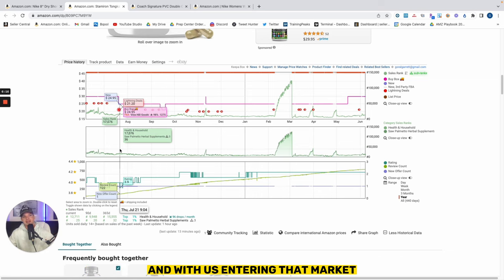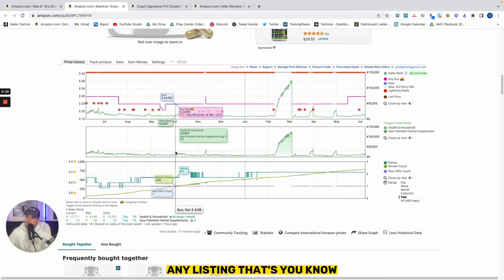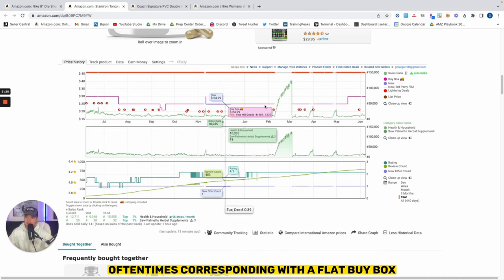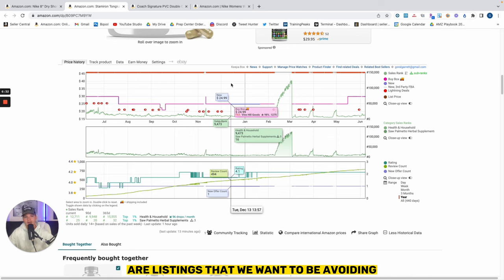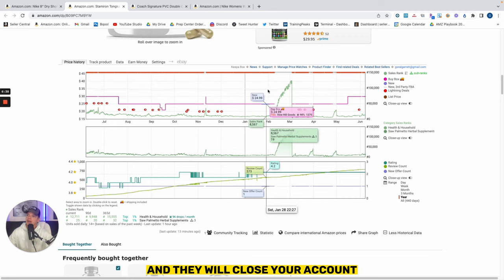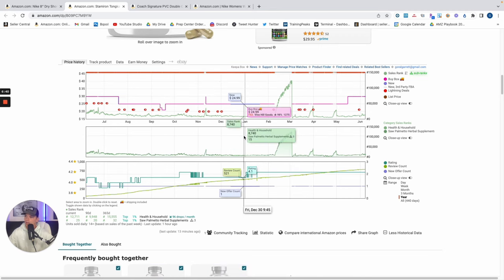And with us entering that market, they say, we don't want you on the listing. They contact Amazon. They get you kicked off. They file an IP complaint. It shows up on your account health. A lot of not fun things, right? And so any listing that's one or two sellers, oftentimes corresponding with a flat buy box, are listings that we want to be avoiding, because account issues are no fun. They will ruin your day, and they will close your account if you get enough of them. So that's something we want to be mindful of. That's number three.